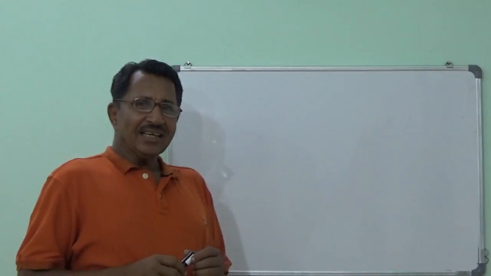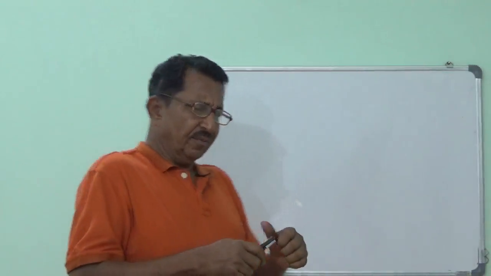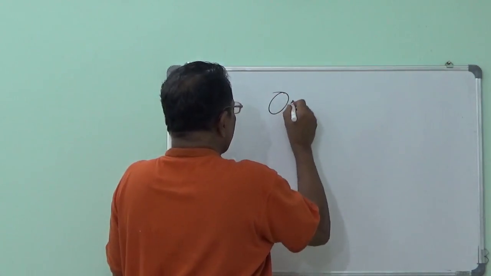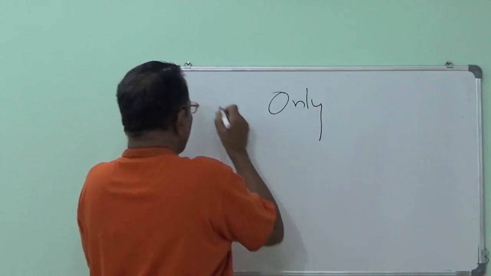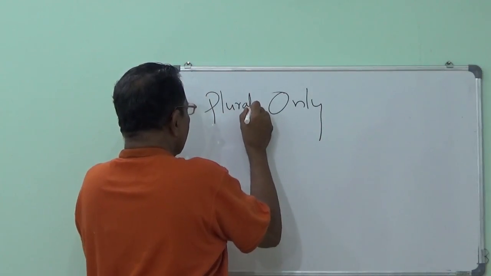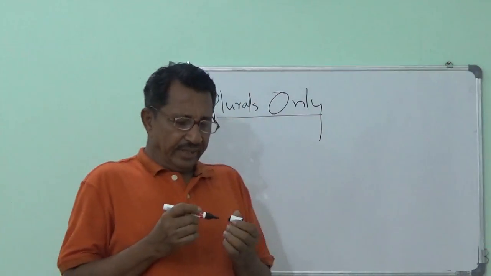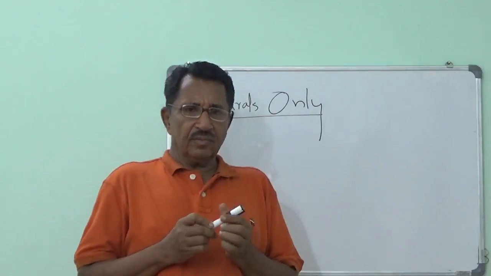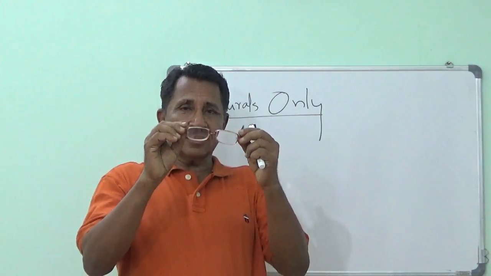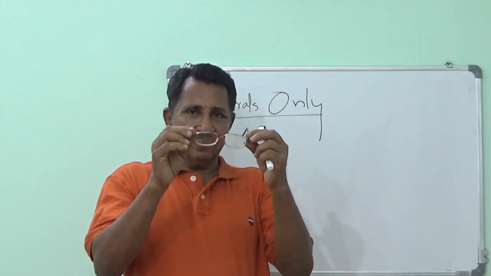There are some words in English usually used only in plural. So you can say like that, only plurals. Plurals only. Which are those words? First one I'll give you, I have it with me. See this one. Glasses. Or you say spectacles.